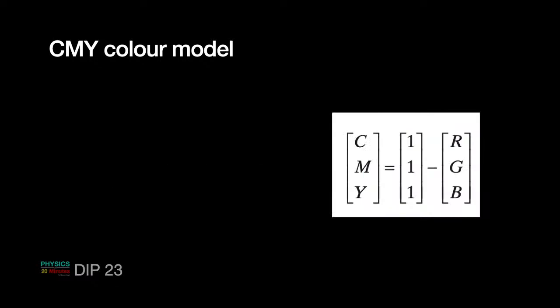So typically, if your RGB values are known, and if you want to know your corresponding CMY values, then you just have to subtract. So for example, C will be equal to 1 minus R. This is what it means. M will be equal to 1 minus G. Y will be equal to 1 minus B, and so on. So this is how things will work.